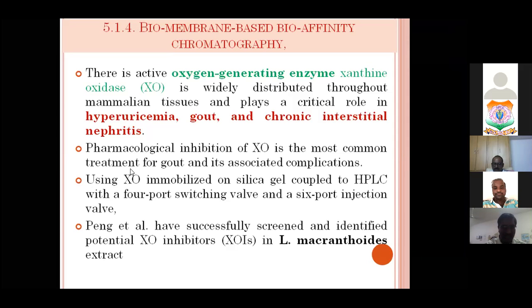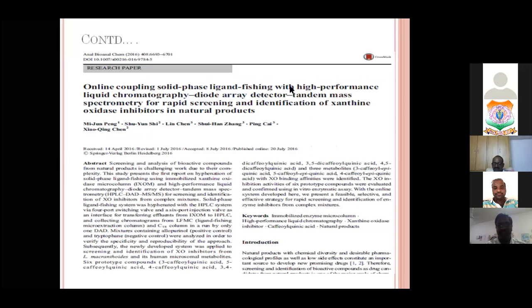One scientist, Peng et al., again from China, worked with a particular plant extract. See, this is the research paper they used: online coupling of solid phase ligand fishing with high performance liquid chromatography and a diode array detector, with spectrophotometry, in order to identify xanthine oxidase inhibitors. I'm not going to explain in detail, just the basic principle, which you all know very well.